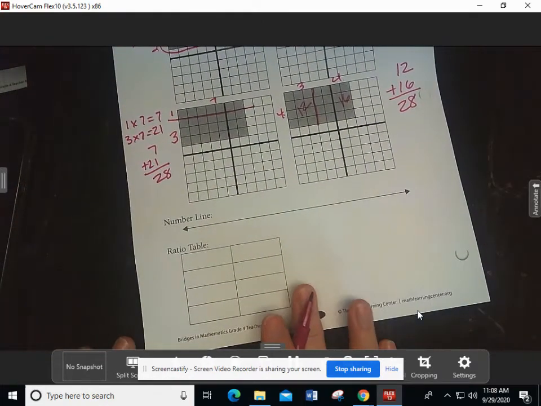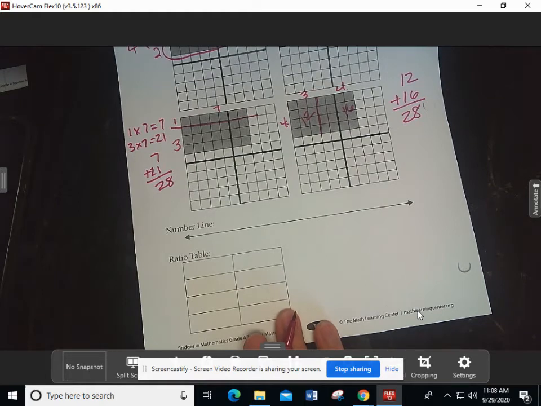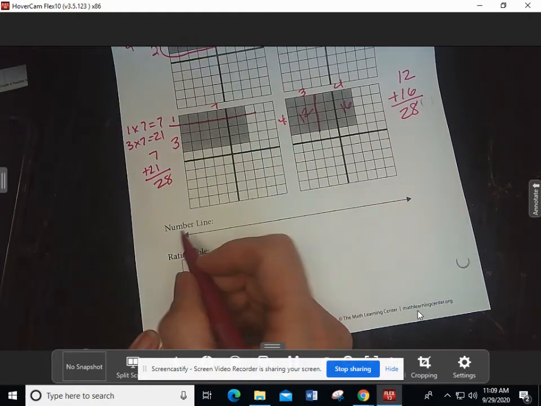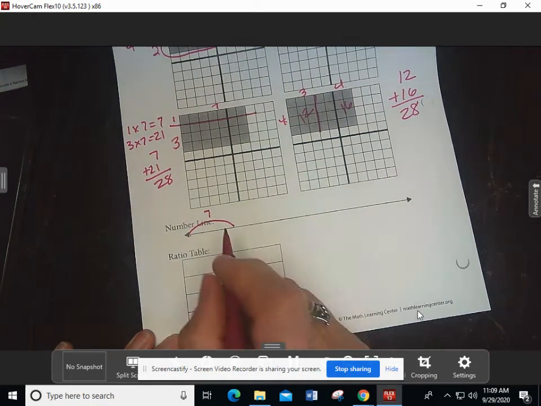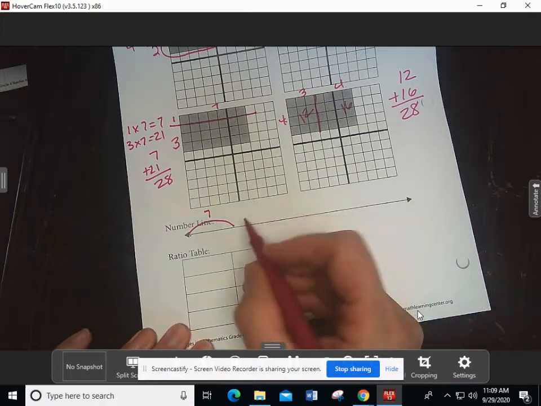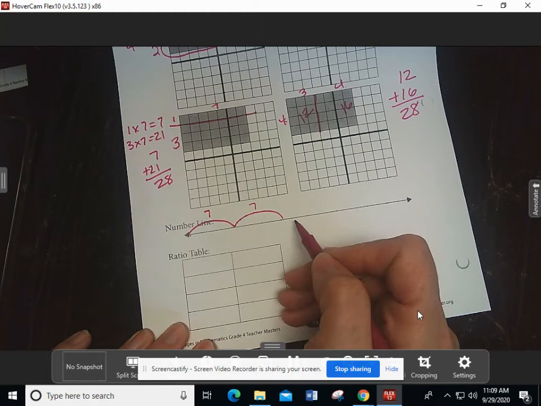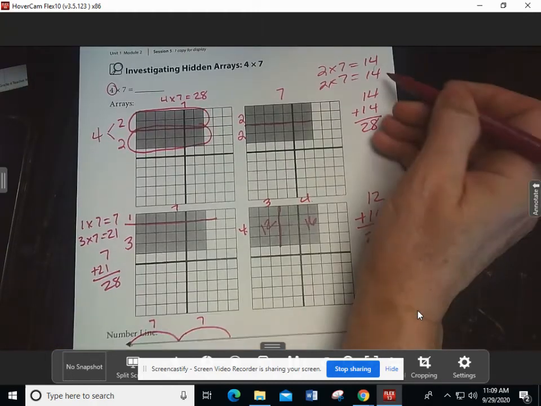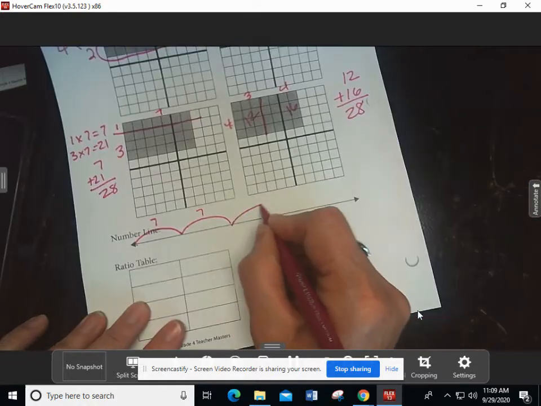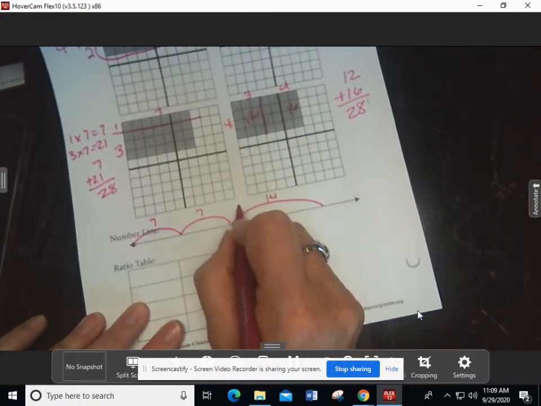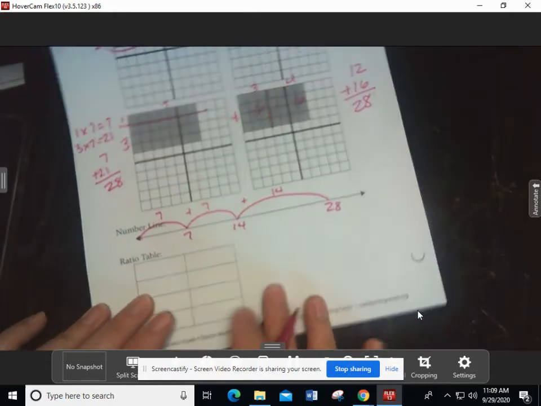Looking at our number line, I want you to think about how we could possibly do our number line. So we could think of it like this, where we have a jump of 7. And then we can do another jump of 7, because 7 plus 7 is 14. But notice that this is a 14 up here, so I think I can make another jump of 7, or another jump of 14. And then we get right to 28.